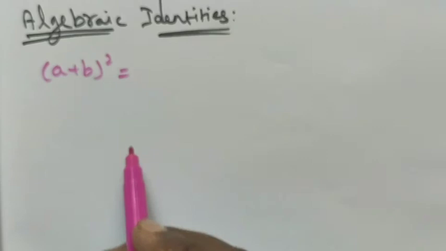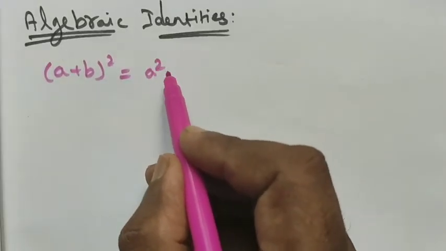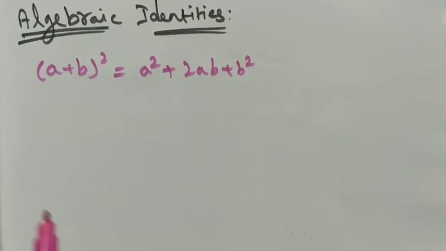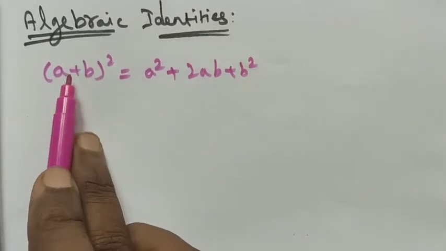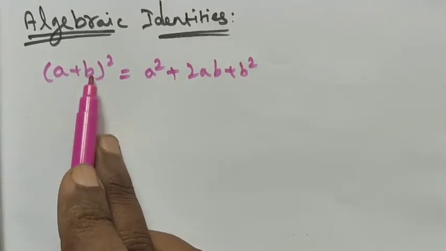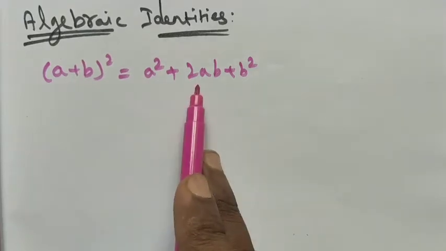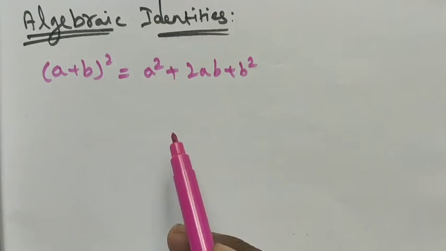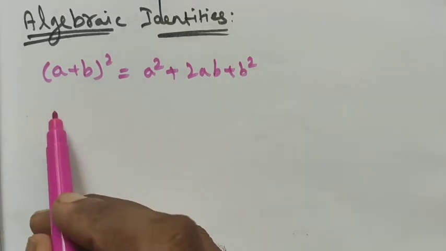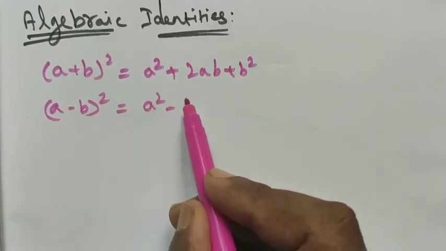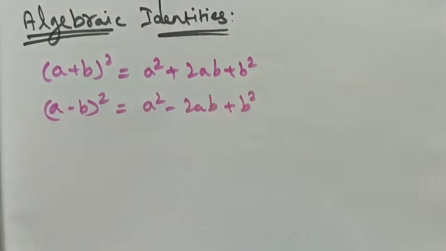That is (a plus b) whole square is equal to a square plus 2ab plus b square, is the identity. When we apply any values of a and b, the LHS is always equal to RHS. That is the identity, that is equality. Then (a minus b) whole square is equal to a square minus 2ab plus b square.